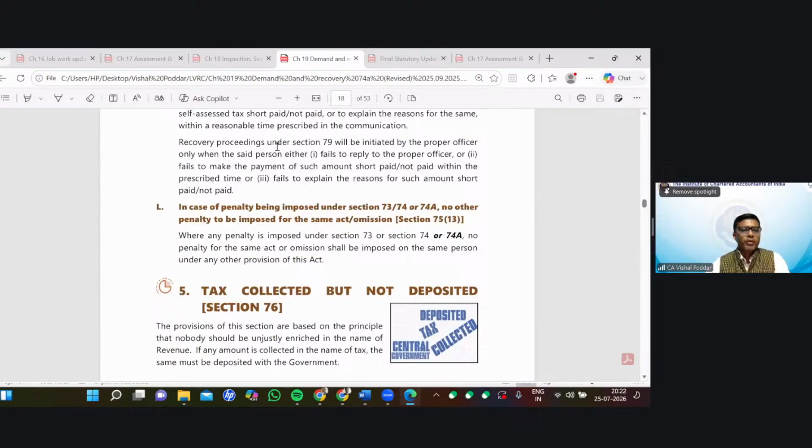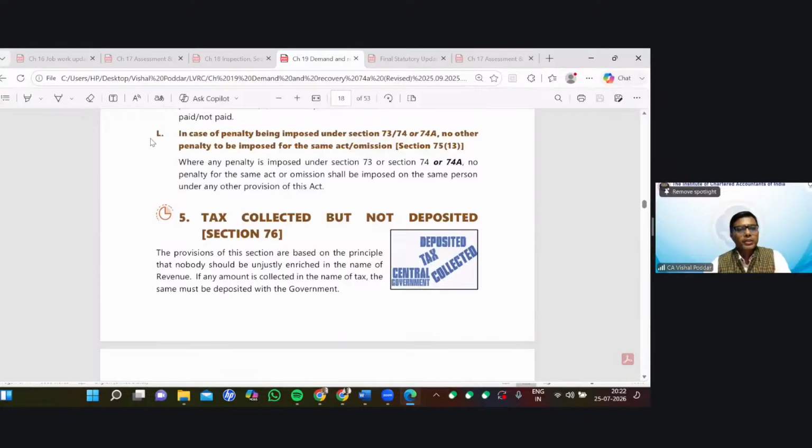So recovery proceedings will be initiated by the proper officer only when the said person either fails to reply to the proper officer or fails to make the payment of such amount which is short paid in the prescribed time, or fails to explain the reasons for such amount which is short paid. Next, in case of penalty imposed under sections 73, 74, no other penalty to be imposed for the same act or omission. So this is again logical. For the same mistake, I cannot levy penalty twice.